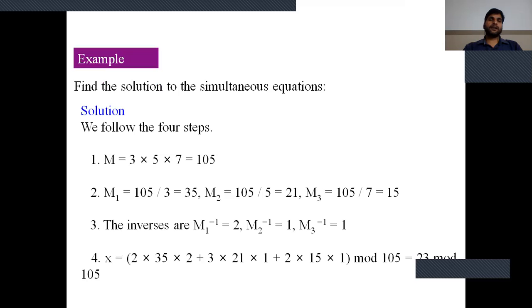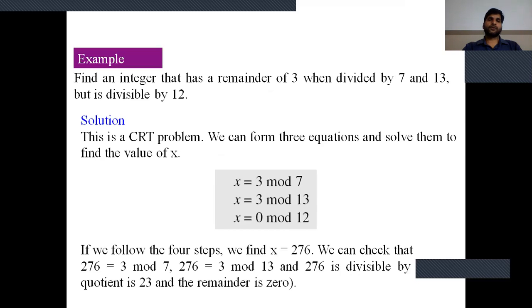For example, with the given values, we already explained the given example in the lecture. So going forward, next example: find the integer that has a remainder of 3 when divided by 7 and 13, but is divisible by 12.